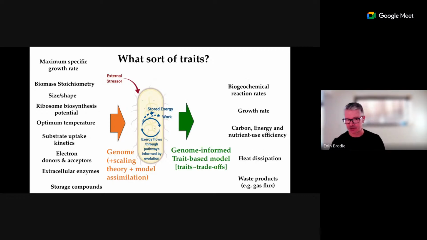With that, we can then predict things like biogeochemical reaction rates, the growth rate of the organism, its efficiency at using carbon, energy, and various nutrients, and its other loss functions like heat dissipation or waste products, for example gas, CO2 production and respiration.